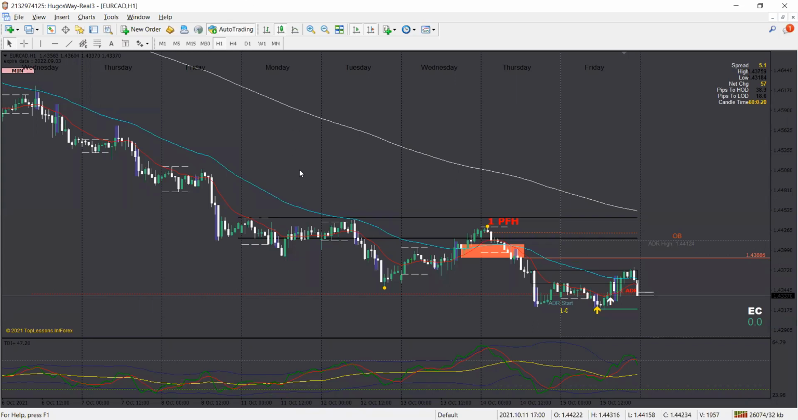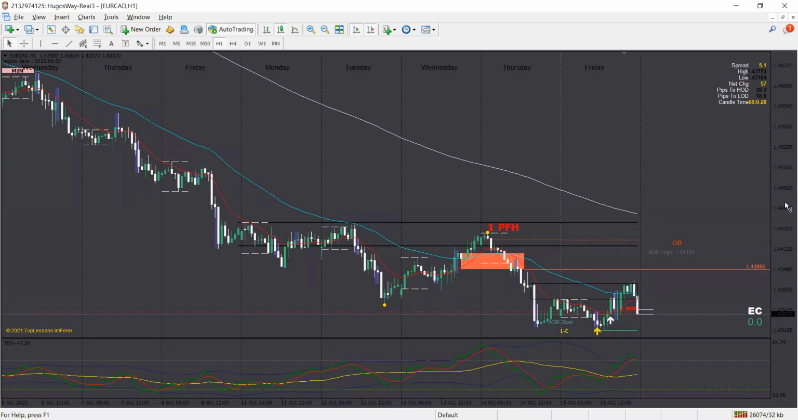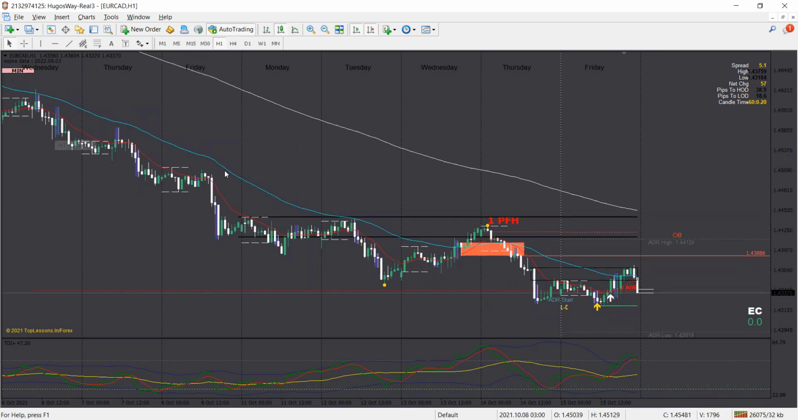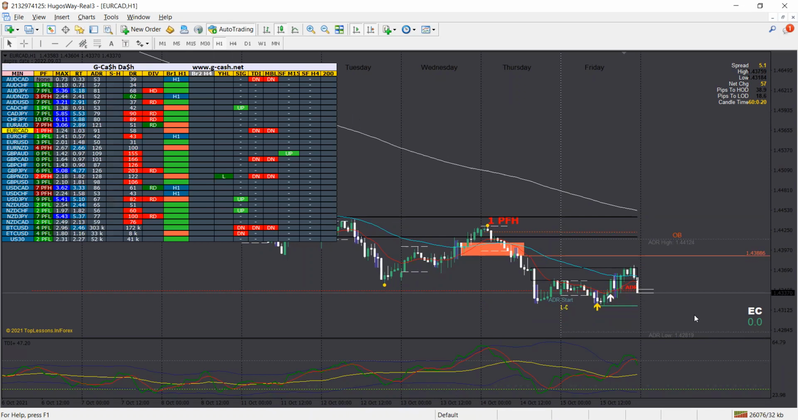Today I'm going to do an analysis or review on the EURCAD. Now, I did not trade this today. Someone had brought this to my attention, and so I was like, okay, let's take a look at it, because today I traded the pound CAD, not the EURCAD.